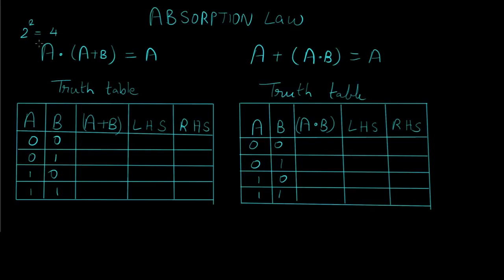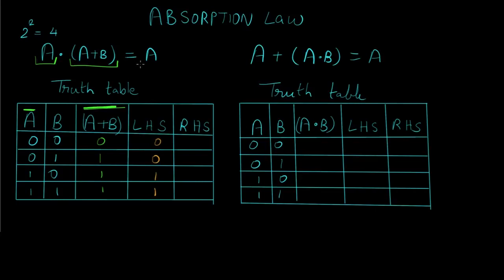So let's have a look at equation 1. In equation 1, we have two components. We have an individual variable A and we have a component A or B. So I calculate A or B separately first. So I'll just calculate the values. Now to get the LHS, we just have to take a logical AND operation between A and this component. So calculating the LHS. Okay, so now we have calculated the LHS.